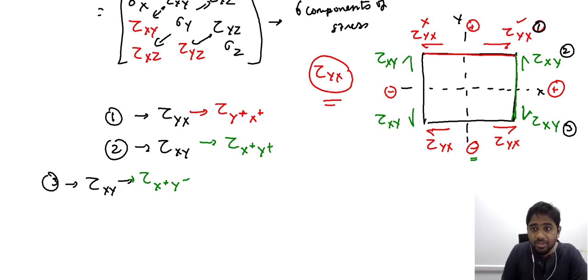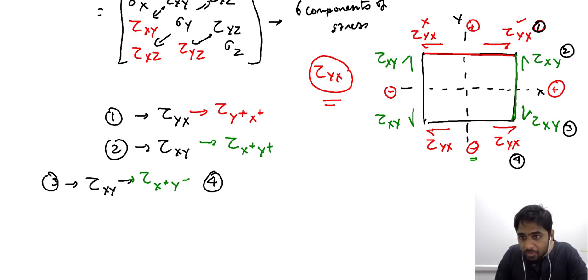Now let us consider the 4th component of the stress that is included in the stress square. The plane on which this 4th component is acting cuts the y-axis in the negative side. So therefore it will be y minus, and it is acting in the positive direction of the x. The stress is acting in the positive direction of the x. Therefore it is x plus.